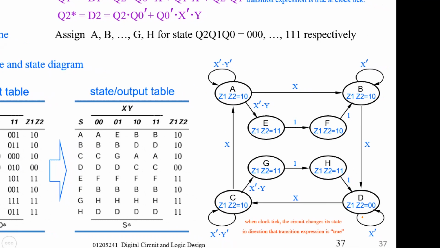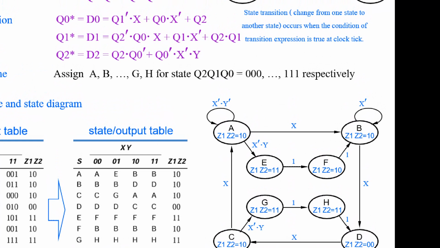And furthermore, if you want to write down the state diagram, this one is a Moore machine, right? So you can write the state name and output in the same circle. For state B, output is 1 0. For state C, output is 1 0. For state D, output is 0 0. And so on.